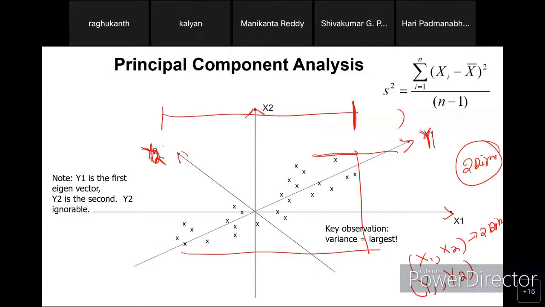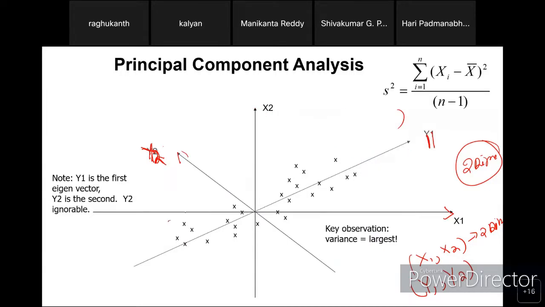Now after you rotate the coordinate system, what has happened? We have just normalized this. So now you can see that in this direction the variance is very, very small. So this is very small. Now, if the variation is very, very small, what is your comment? Whether the data has 2 dimensions or 1 dimension itself?